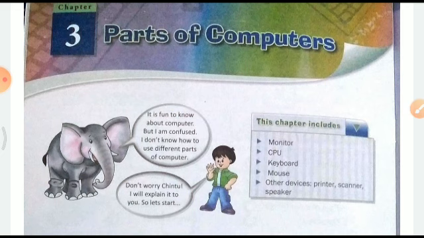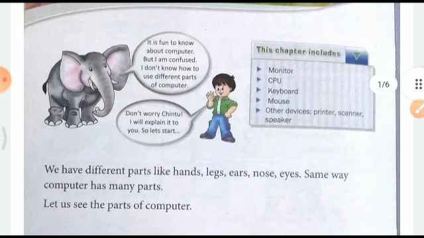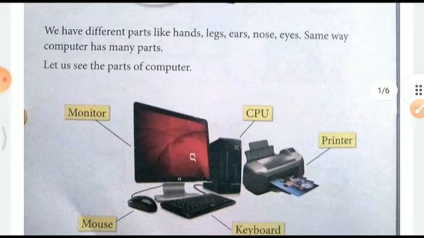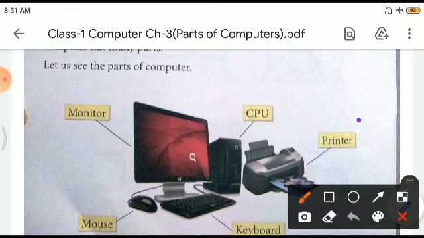So let's start. And see what this chapter includes: monitor, CPU, keyboard, mouse, and other devices. We have different parts like hands, legs, ears, nose, eyes. Same way computer has many parts, right? So children, कंप्यूटर के ढेर सारे पार्ट्स होते हैं. Let us see the parts of the computer and see this diagram, all of you here.